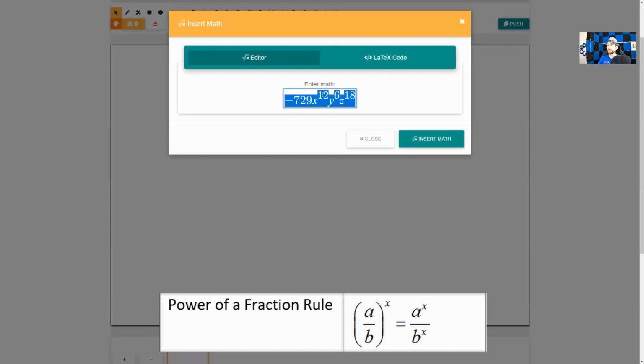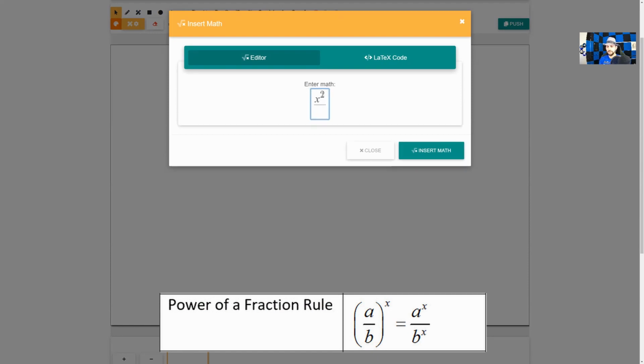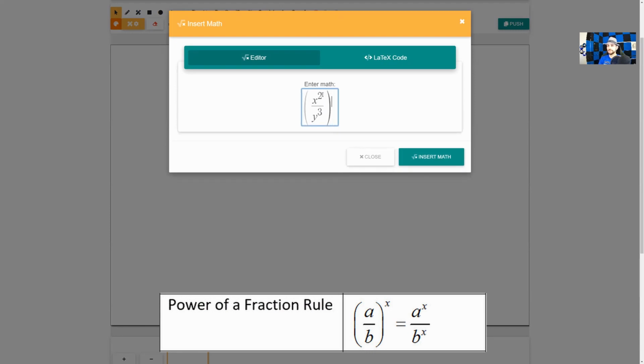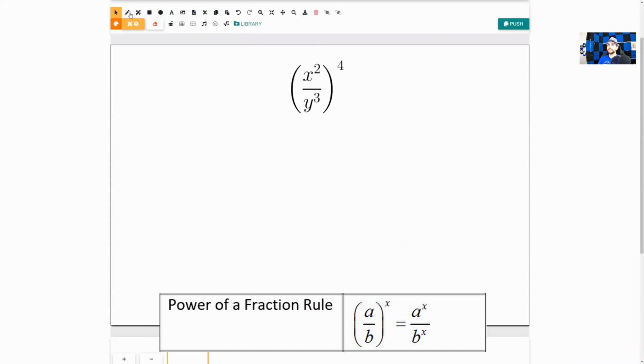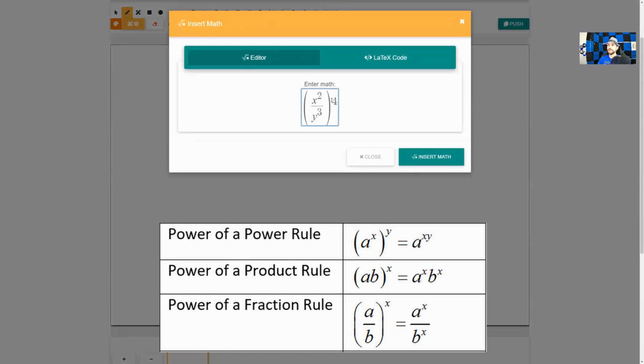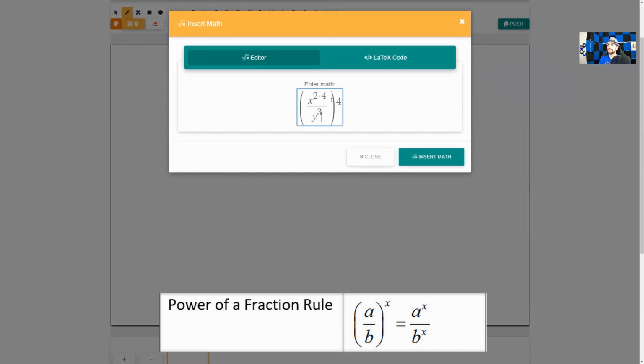So you might have a problem like, pay no heed to the scary, x squared over y to the third. If you take that whole darn thing to the fourth power, what'll end up happening is that fourth power will kind of distribute to each of the exponents inside of the parentheses in both the numerator and denominator, and it'll work very similar to the power of a power rule. So this would become x to the 2 times 4 over y to the 3 times 4.